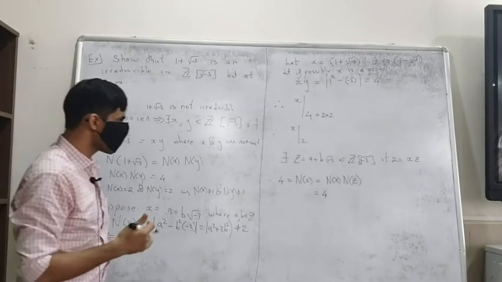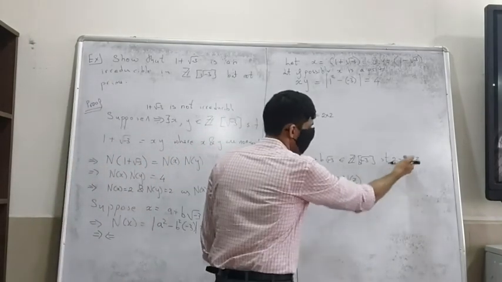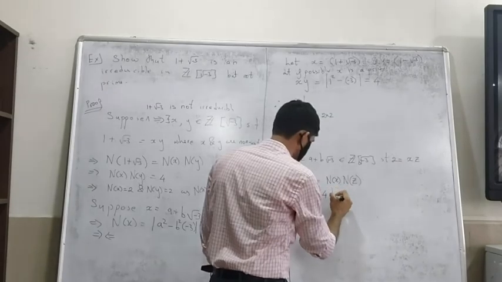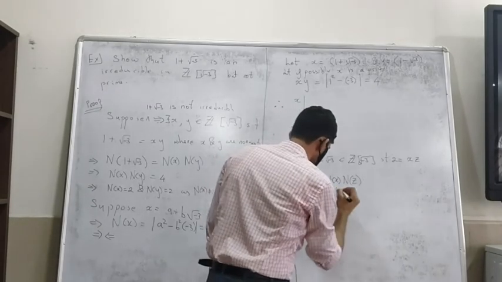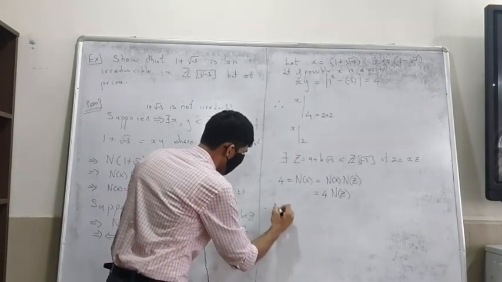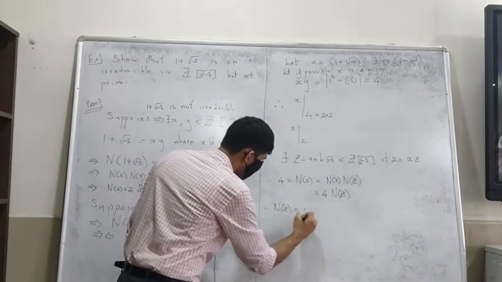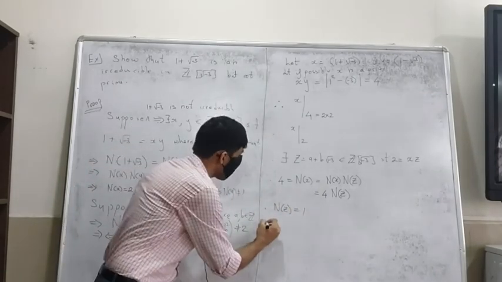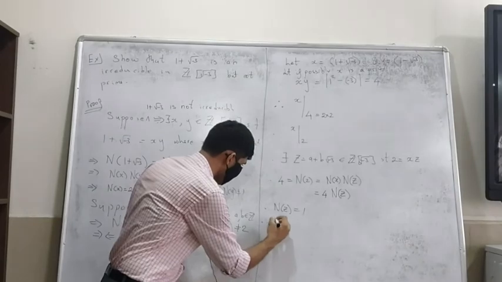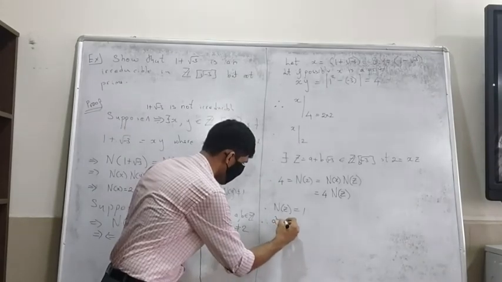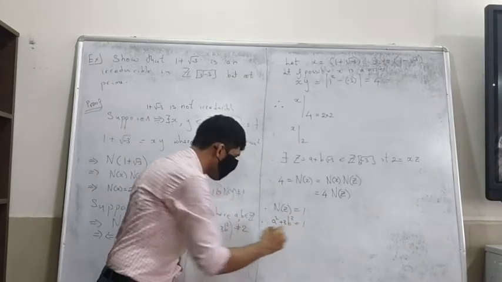Okay, I mean you could do this. Anyway, you can actually just expand this and see. Okay, so N(z) into N(x) would mean that N(z) is 1. Okay, but what is N(z)? It is a squared plus 3b squared equals 1.